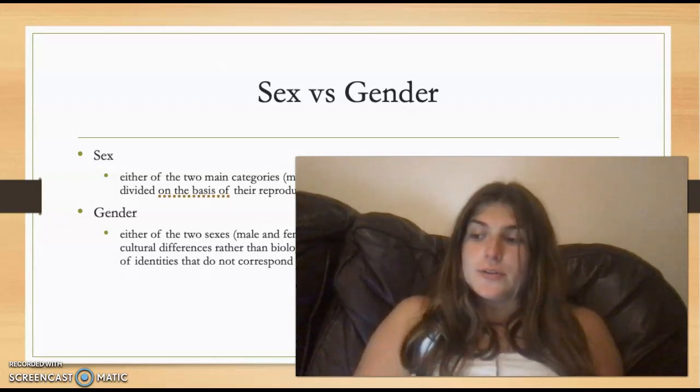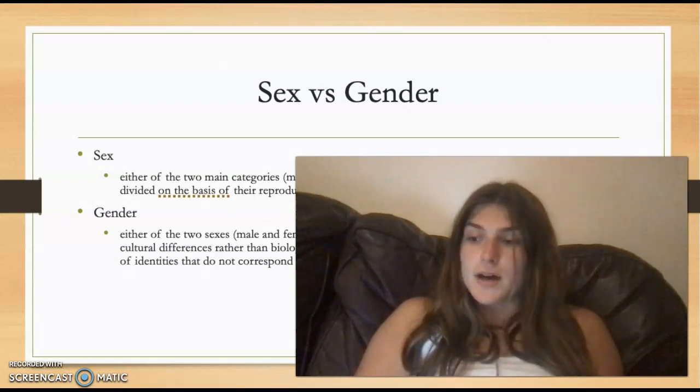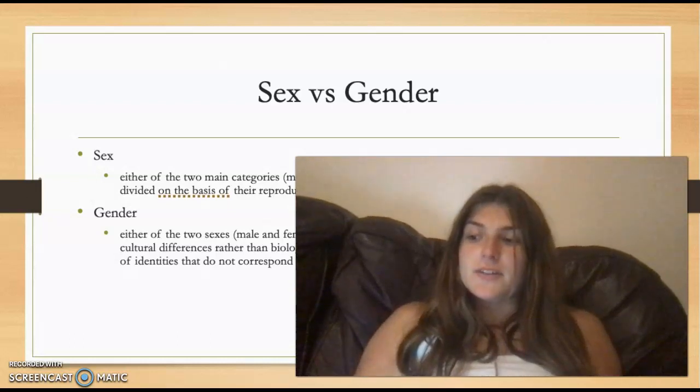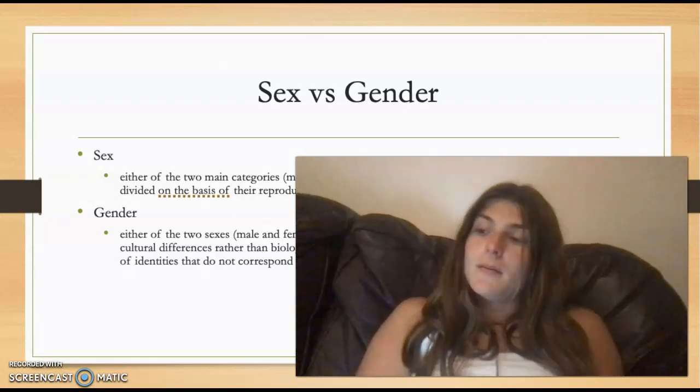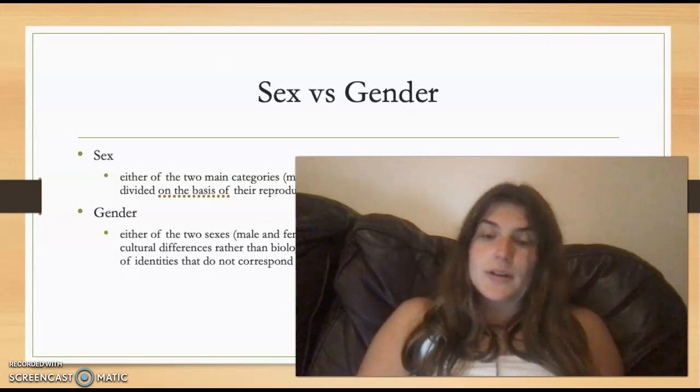The term is also used broadly to denote a range of identities that do not correspond to the established ideas of male and female. From these definitions, we can conclude that some may have male sex chromosomes but identify with the female gender.